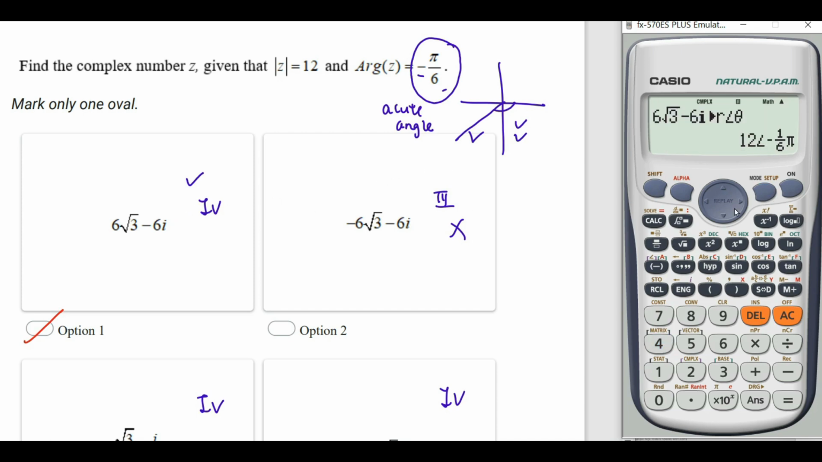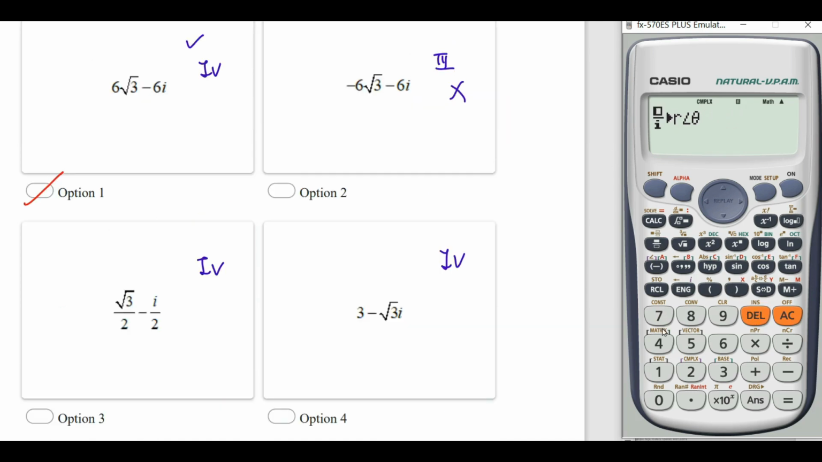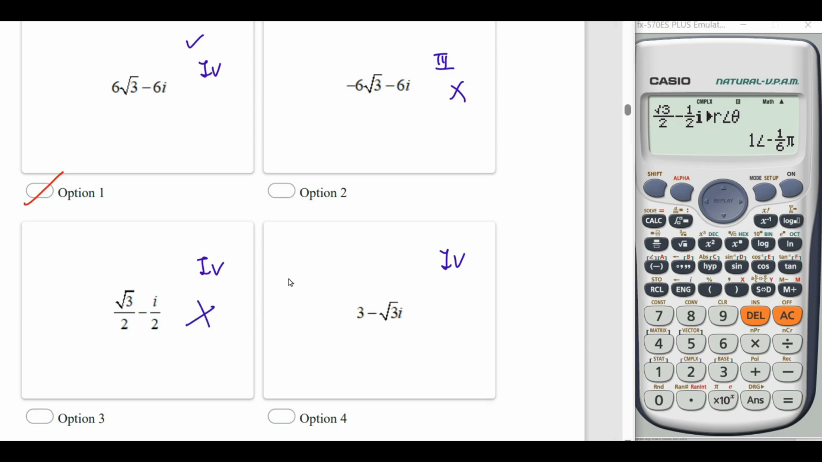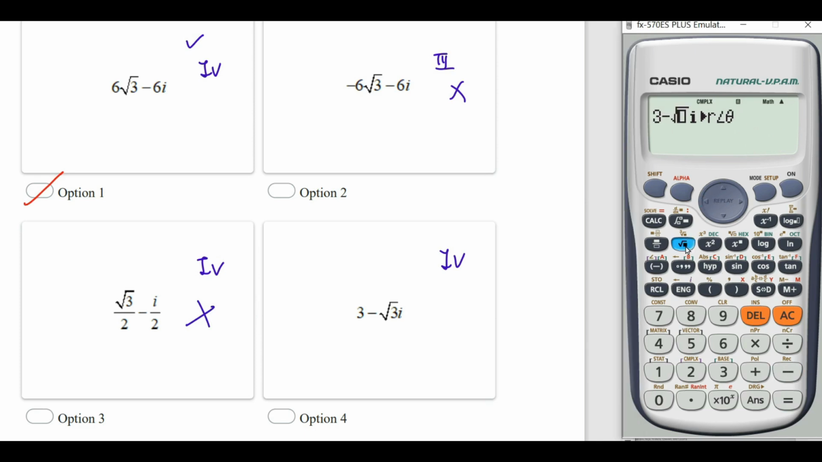So option A is correct. This option is correct, which is modulus 12 and argument negative pi over 6. Then the rest of it, we also need to try and see. For the next complex number, it will be square root 3 over 2 minus 1 over 2i. So it looks like the modulus does not fit here. Then the next complex number, 3 minus 3i. So the argument is fine, but the modulus does not fit.